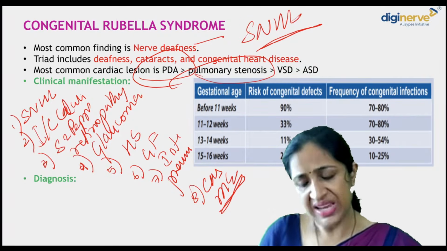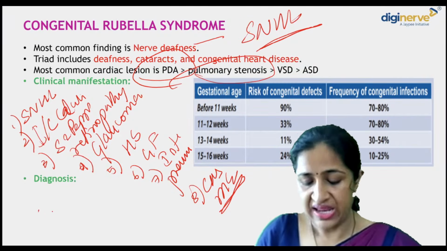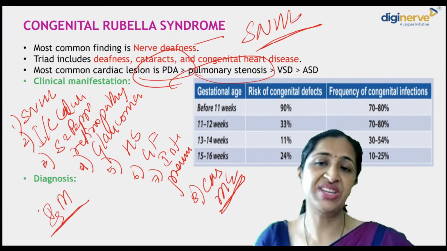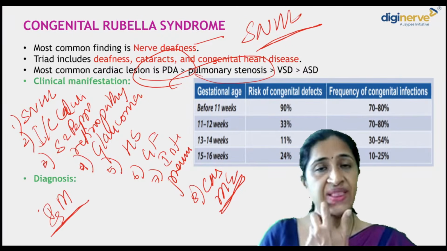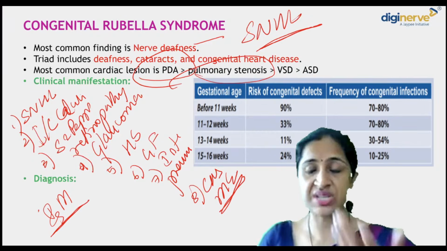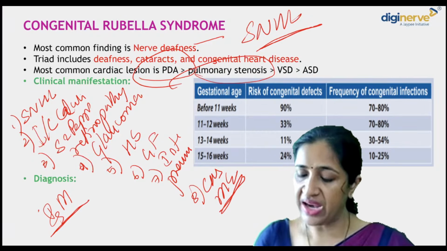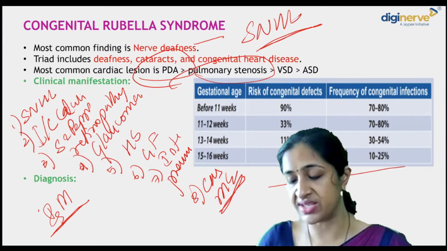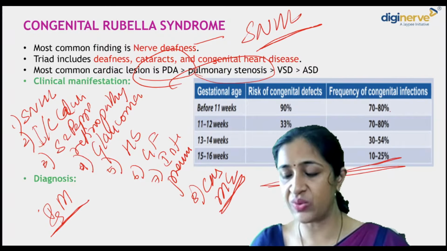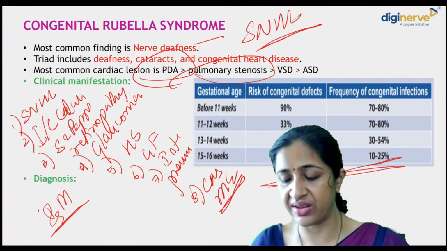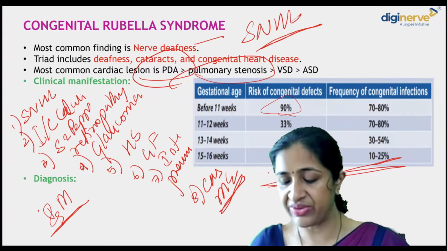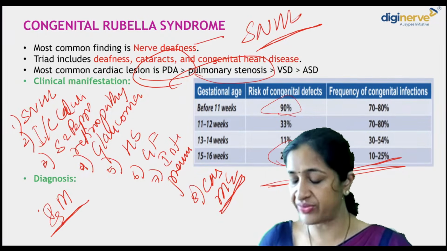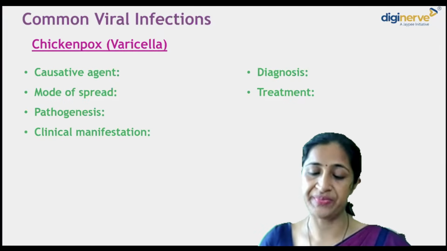How do you diagnose? Again, you diagnose clinically, and even your ophthal colleagues help a lot. IgM can be done in the infant at birth, where you suspect congenital rubella syndrome. The risk of congenital rubella syndrome is primarily during organogenesis. That's what it shows. So 70 to 80% when it is below 11 weeks, and by 15 to 16 weeks there is still 24%. And the frequency of infections is as seen.